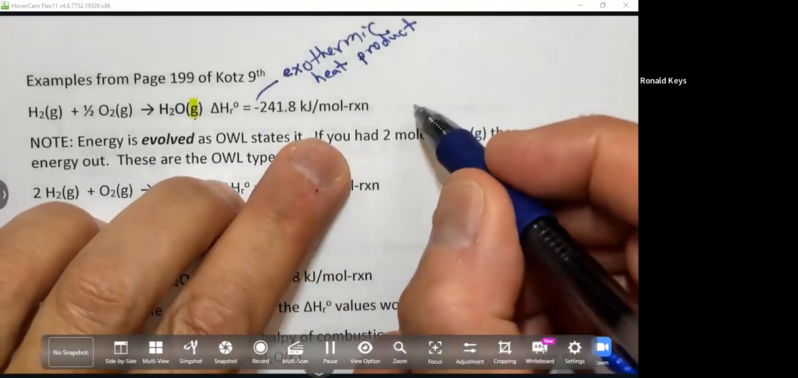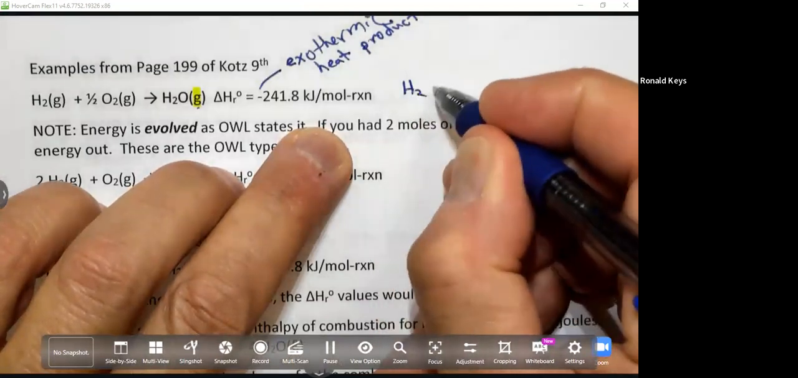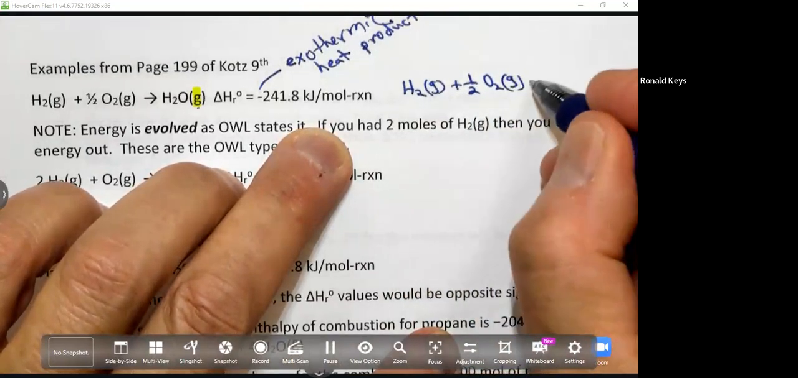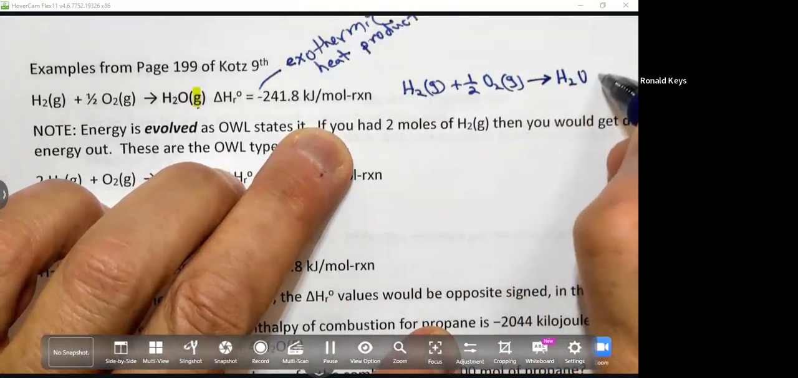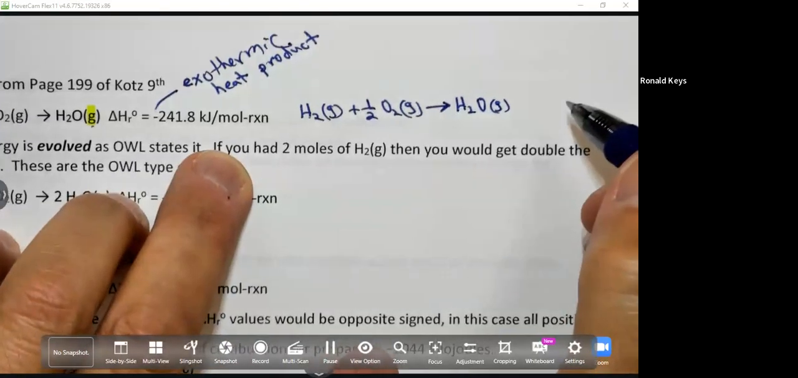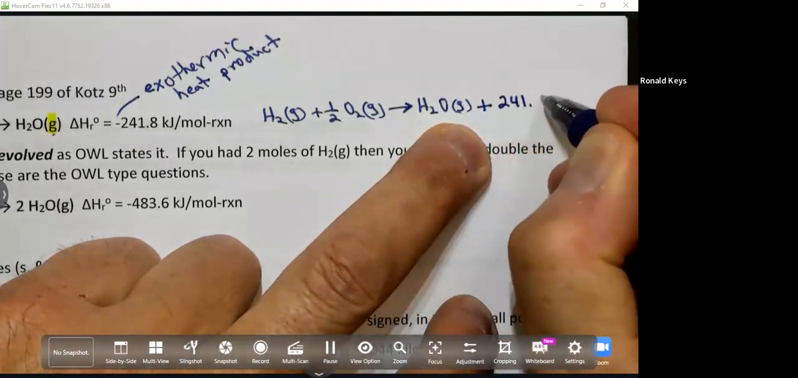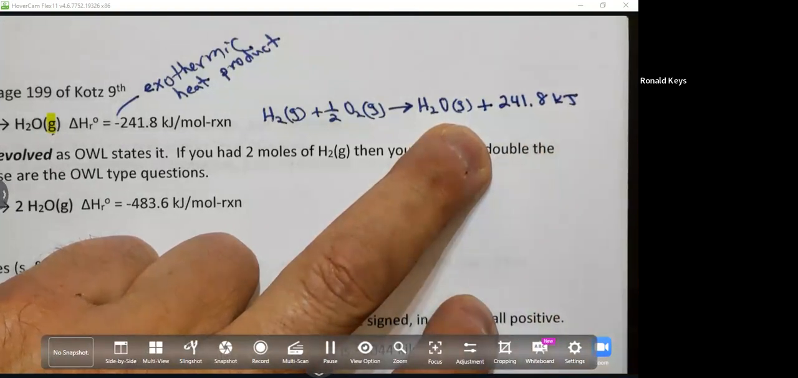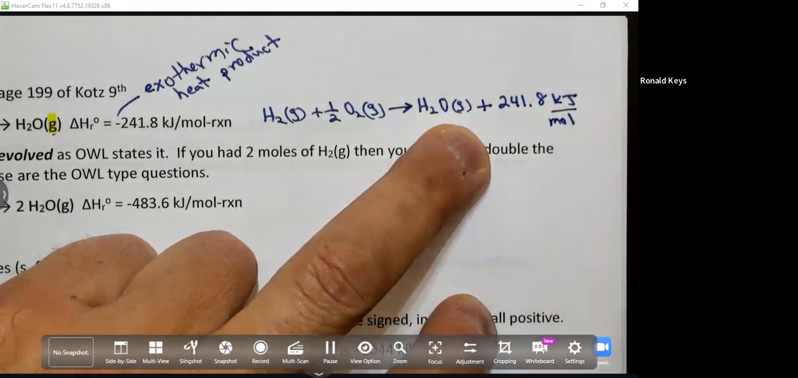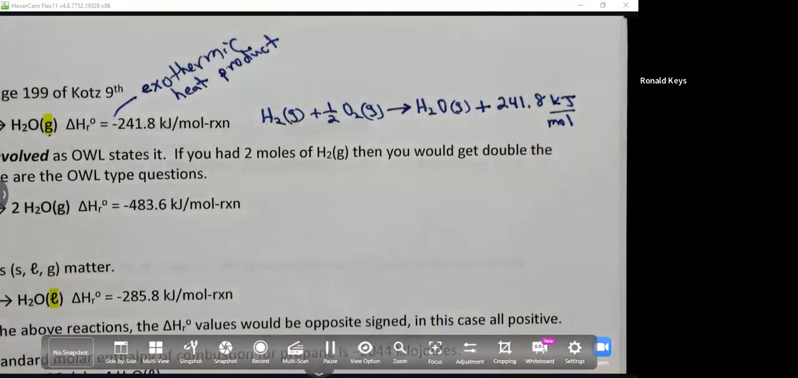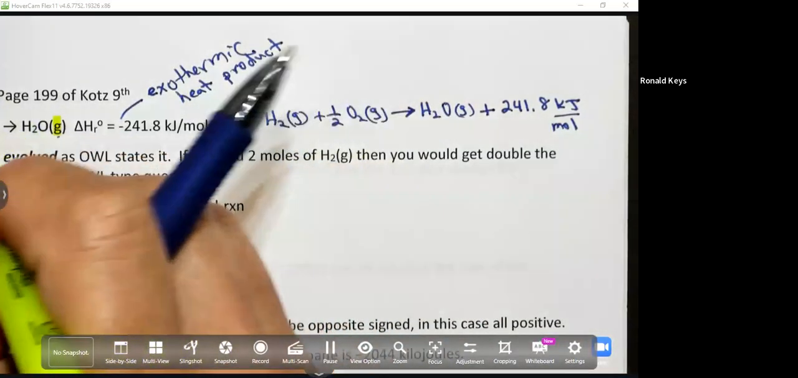So another way you could see this reaction is we could go H2 gas plus 1/2 O2 gas yields H2O gas. They would just put plus, it's going to be on the product side, 241.8 kilojoules per mole. So you might see this, it's negative here, heat is given off as a product. And another word for heat given off is energy is evolved.